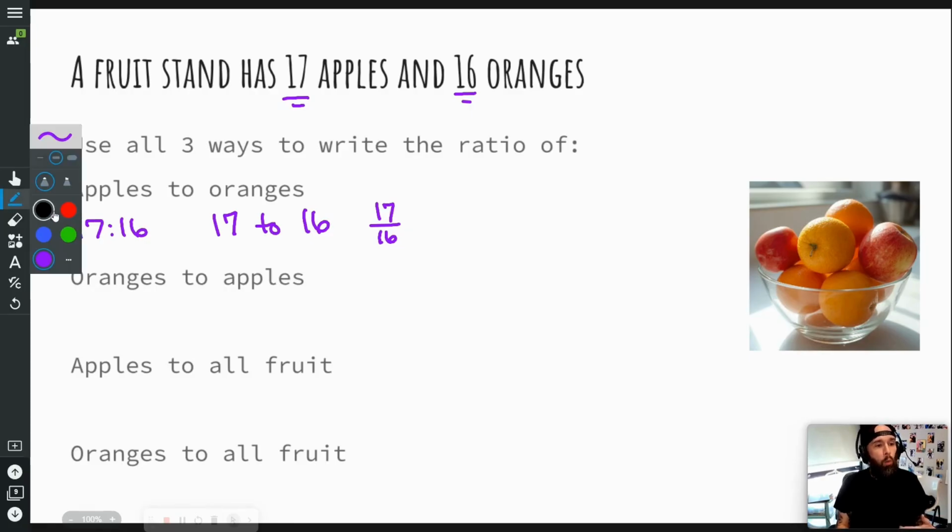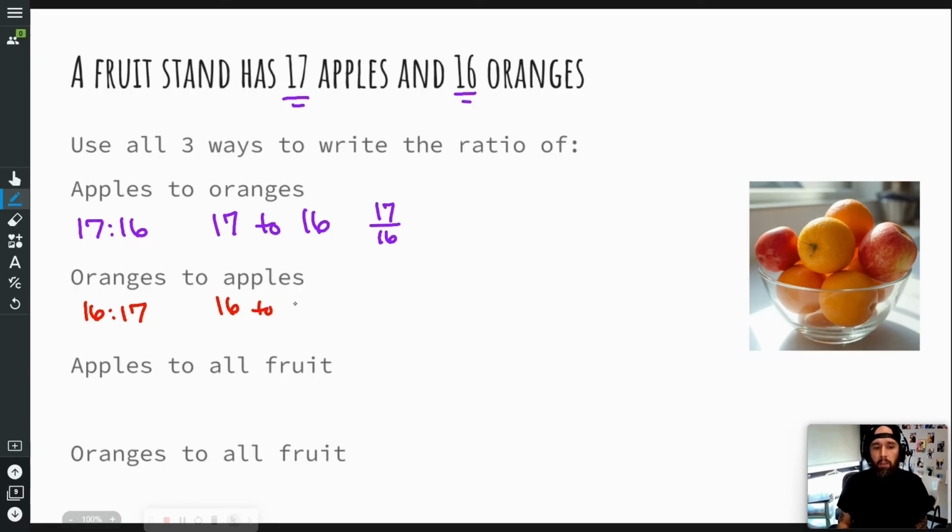Okay, 17 apples to 16 oranges. What about the next one? Oranges to apples. Flip the numbers around. 16 oranges to 17 apples. 16 to 17, which can be written as 16 to 17, which could be written as 16 over 17. How about apples to all fruit?